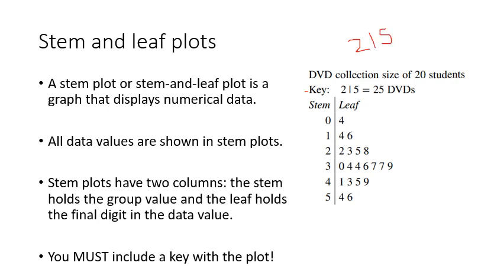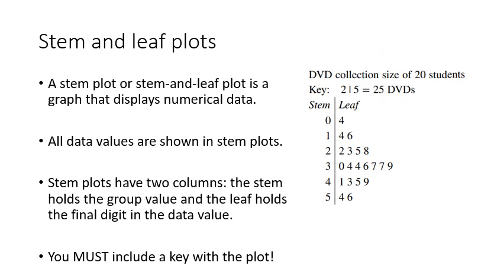If we didn't have the key, then a 2 with a line followed by a 5 might mean 2.5. We wouldn't know because we wouldn't be told, and so it would be very confusing. It could be 2.5, it could potentially even be 205 or really anything. So the key is important because it tells us how to read our graph.